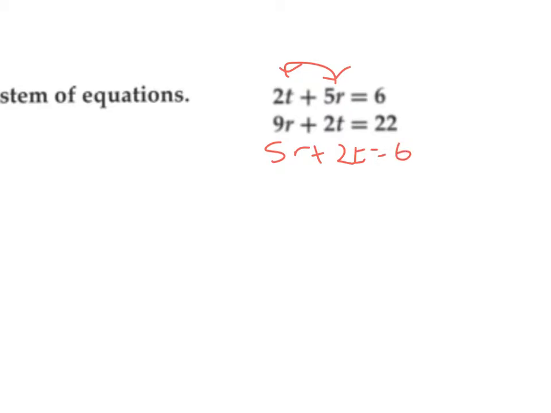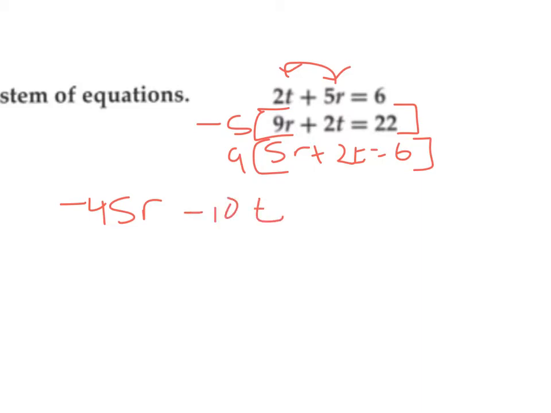So once I've changed the order so the letters are matched up, I'm going to multiply the top by whatever I see down here, which is a negative 5. And I'm going to multiply the bottom by whatever I see up there, which is a 9. So I do my multiplication. So it's a negative 45r. Negative 5 times 2 would be a negative 10t, and negative 5 times 22 would be a negative 110. Then I multiply the bottom. I get 45r, and 9 times 2 is 18t, and 9 times 6 is 54.